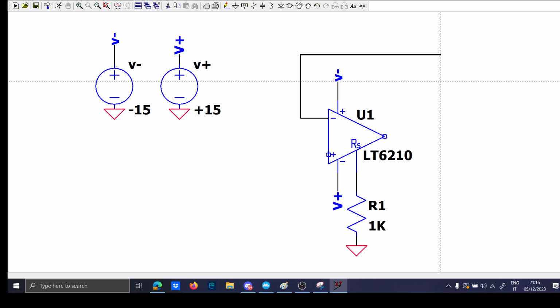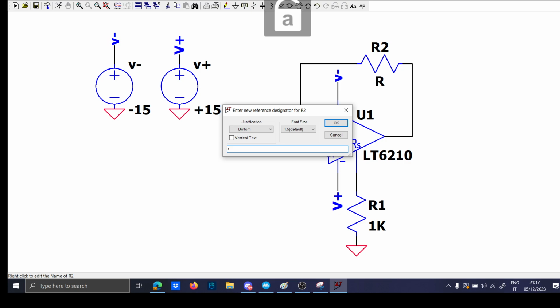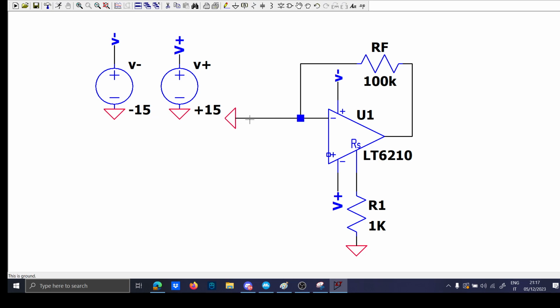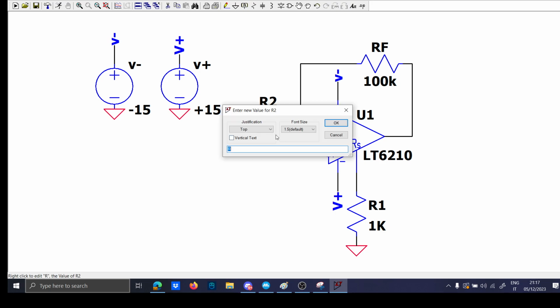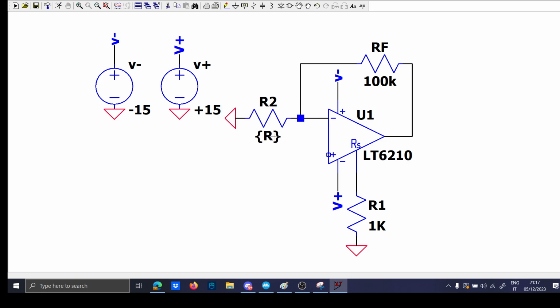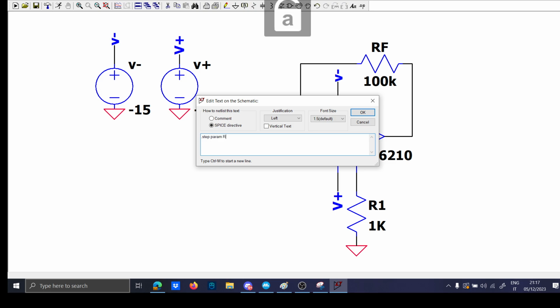So now let's fix the resistor RF like I did before. Let's call this RF and let's put it to 100 kilo ohm. Now we want to change the gain according to this resistor R. Let's step it with R. Let's write dot step param R list. Let us put 100 kilo ohm, 10 kilo ohm, 1 kilo ohm, and 100 ohm.